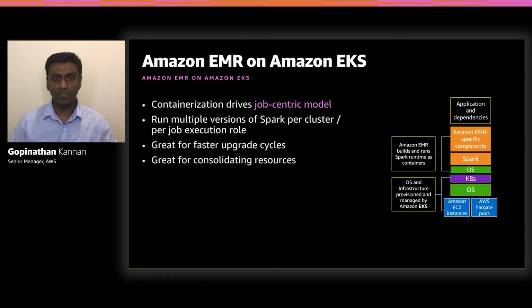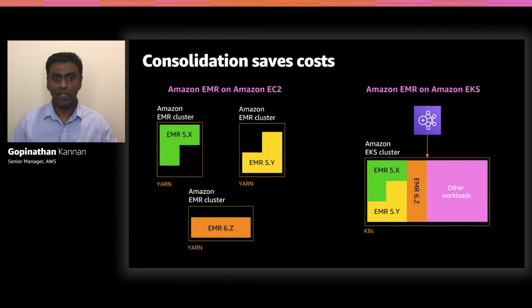With EMR on EKS, there are no more clusters to build specifically for your analytics workload. We containerize the Spark runtime so applications can quickly run on an existing EKS cluster. This allows you to run multiple versions of Spark on the same cluster and allows us to build a security model that is job-centric. Now, teams can stay agile by making quicker updates to both the application and the runtime. You'll also be able to consolidate resources into a single cluster and improve its overall utilization. And such consolidation drives cost savings.